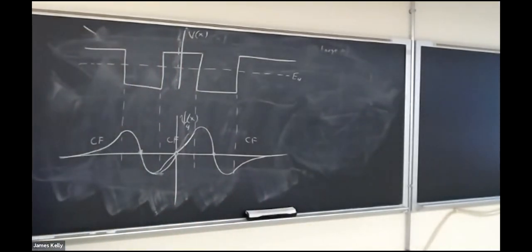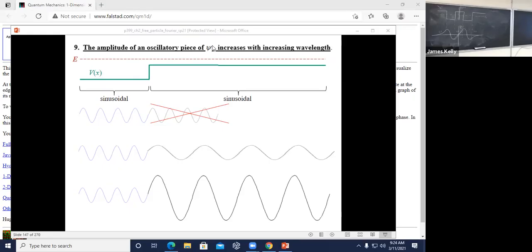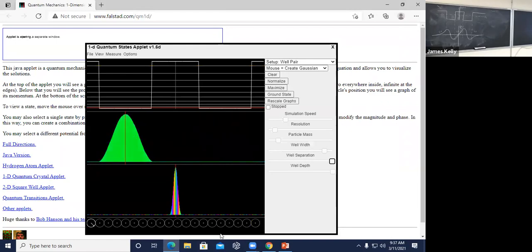Let's just go back to that. If I share the screen here, let's go back to that Java applet. Here I've made the well separation between the wells really big, so it kind of looks like our worksheet there.